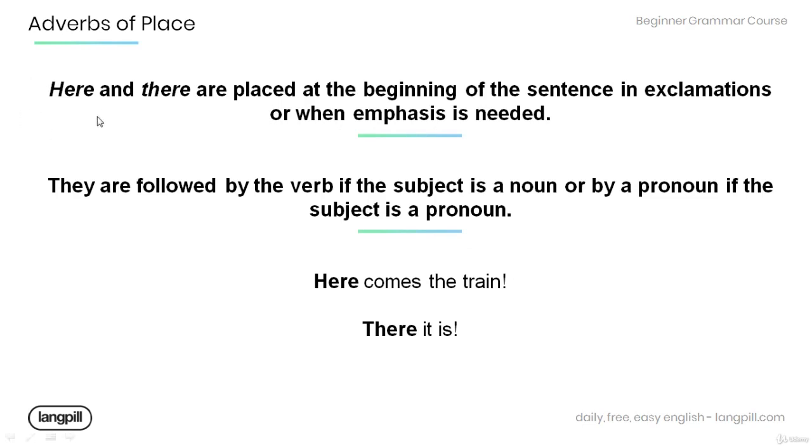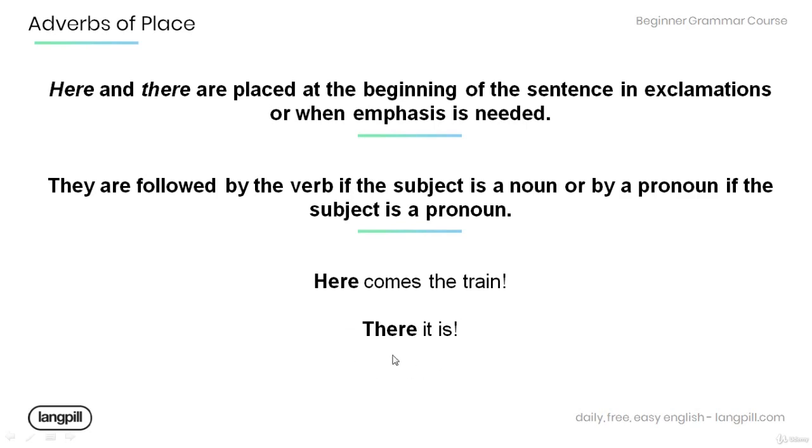And here and there are placed at the beginning of the sentence in exclamations or when emphasis is needed. Note that they are followed by the verb if the subject is a noun, or by a pronoun if the subject is a pronoun. Have a look at the example below. Here comes the train. The adverb of place here is used in the sentence to create emphasis. And note that it's followed by the verb, and its subject is train, a noun.